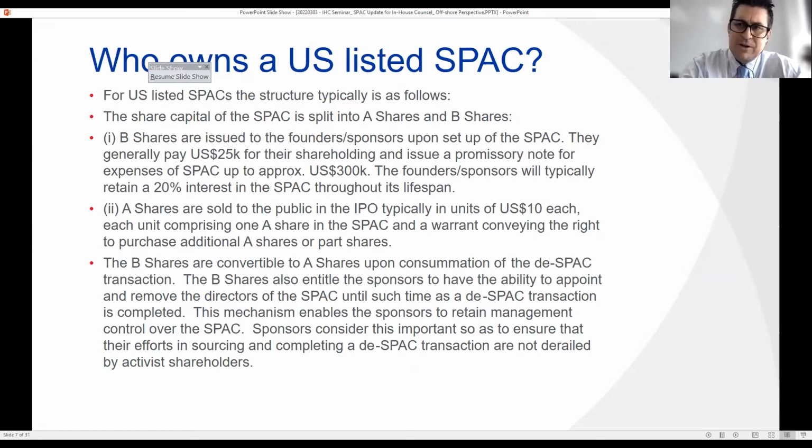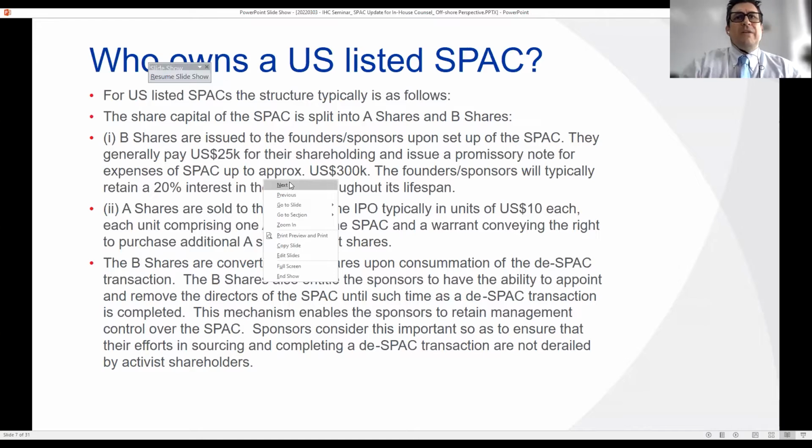Upon the consummation of a de-SPAC transaction, the B shares will be converted into A shares, and ostensibly the sponsor would be holding the same types of shares as the other investors. The other point to mention here, which some of you may have noticed on US SPAC transactions, is that some US SPACs have a preference share component.